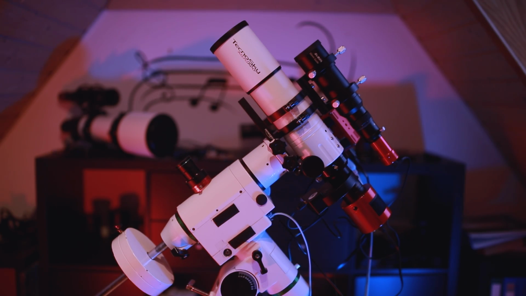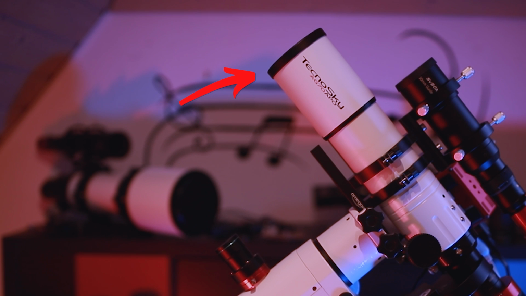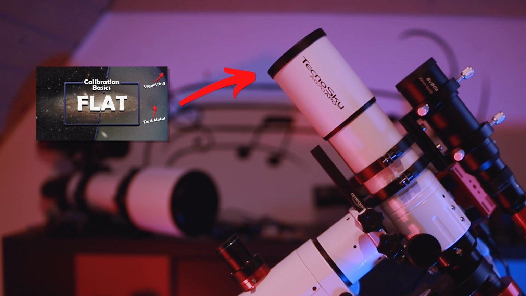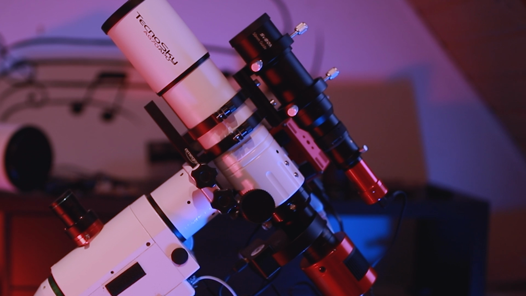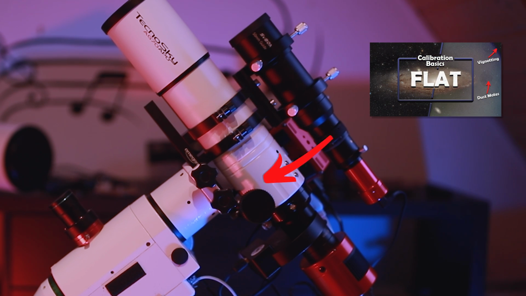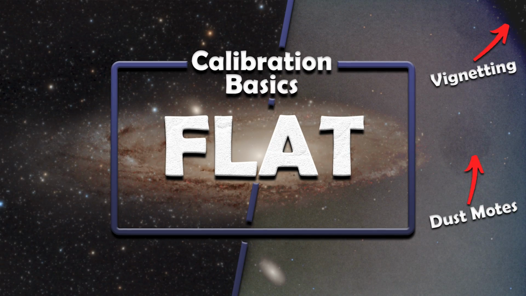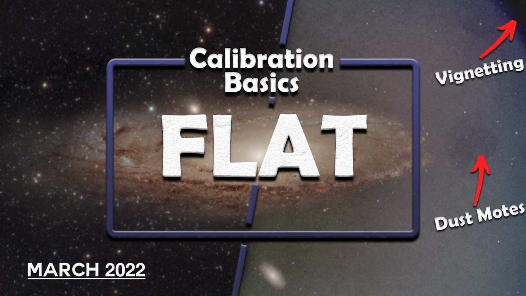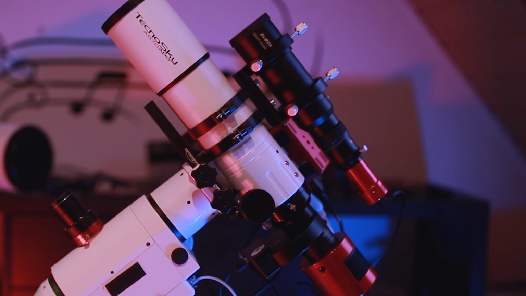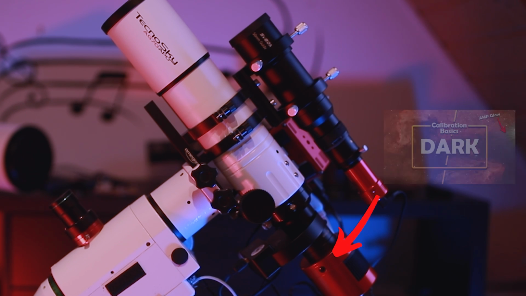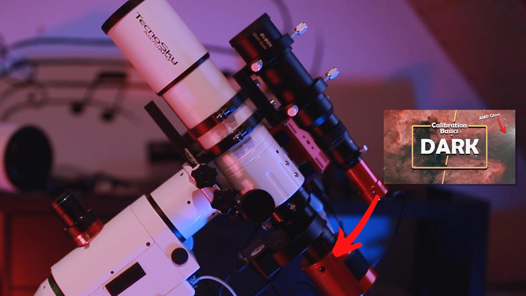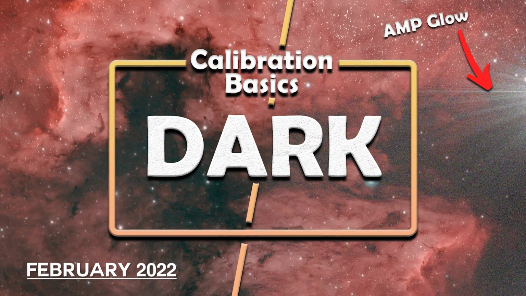Here we have the optical train. Vignetting and uneven illumination originate from the lenses, while dust can sit along the entire path from first lens to camera sensor. The corresponding calibration frame is called a flat frame and will be subject of a later video. Hot and cold pixels as well as amplifier glow originate from the camera and are attacked by dark frames. Again, the topic of a later video. In this video I will focus on readout noise, which originates from the camera.